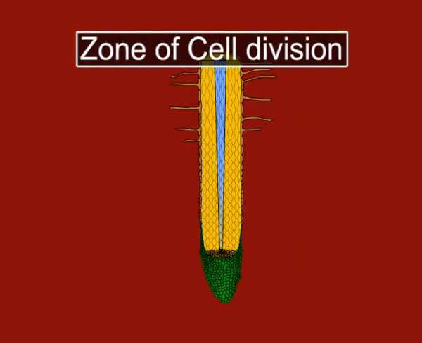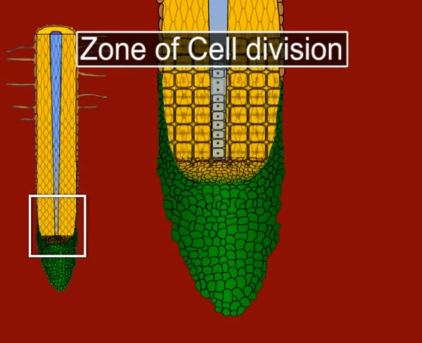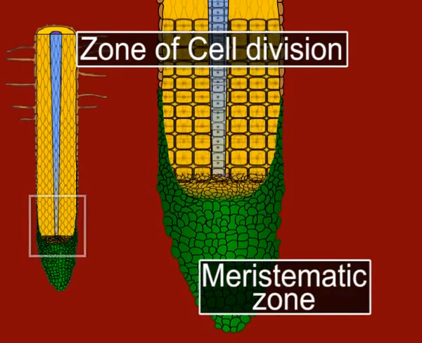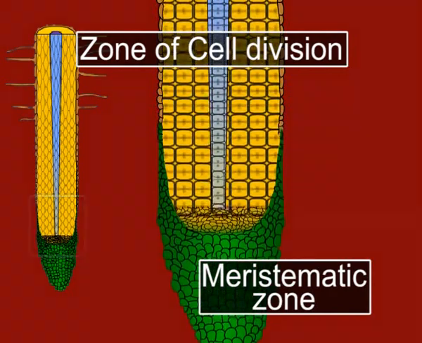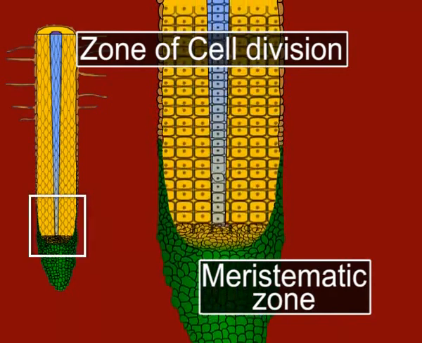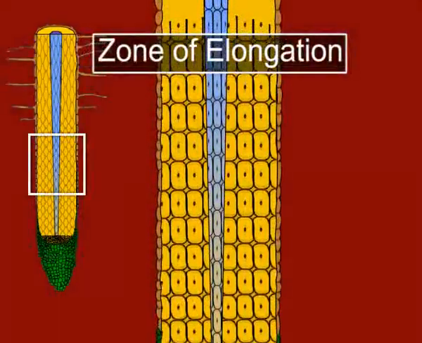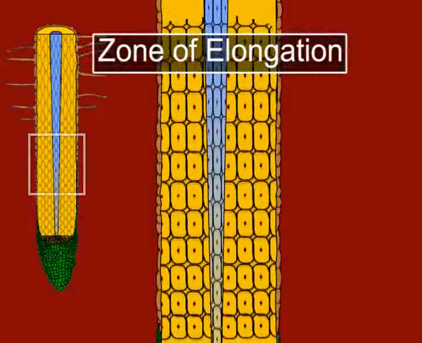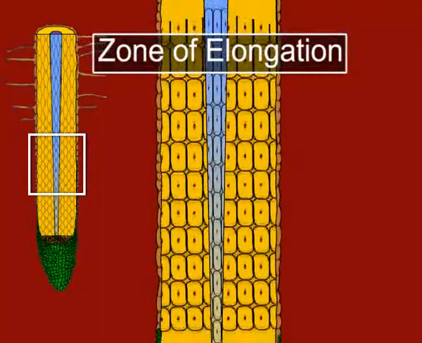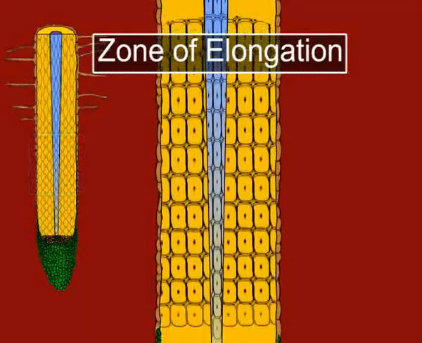Zone of cell division. Behind the root cap, there is a small region of active cell division. It is also known as meristematic zone. It represents the growing point. Zone of elongation. This zone is situated just behind the meristematic growing apex, where the cells lose their power of division and mainly elongate.